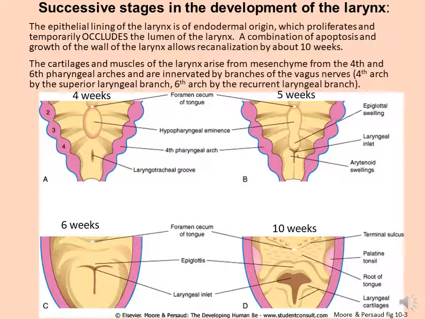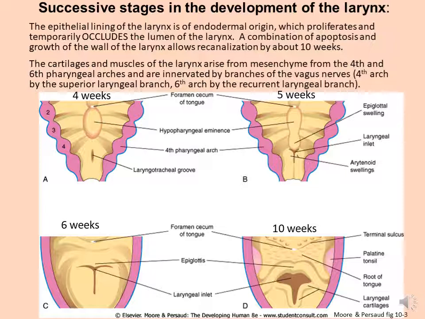When we talk about the interior of larynx, initially what is there? Larynx is a luminal structure, but there is occlusion of lumen of larynx because of proliferation of epithelium. So the lumen gets obliterated. But around 10 weeks of intrauterine life, there are two processes which occur. One is vacuolation and second is recanalization, which produces the recesses, which are known as ventricles of larynx.